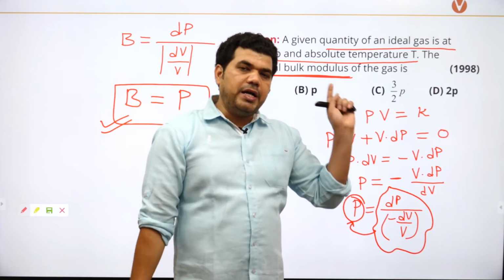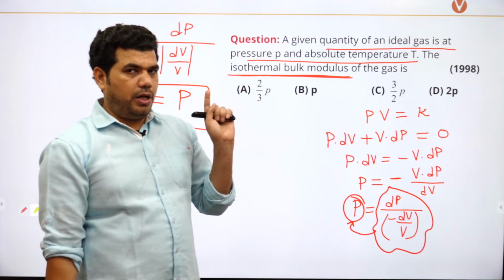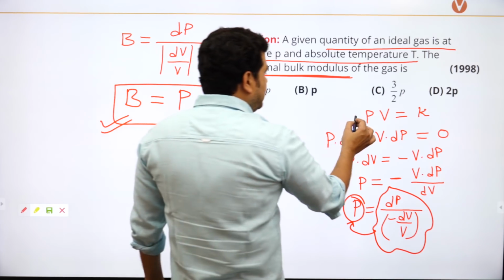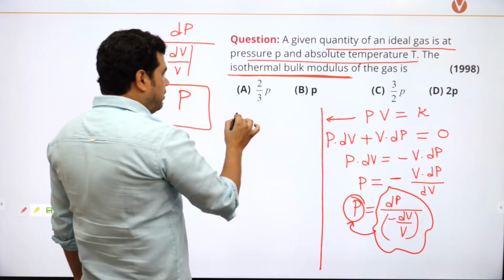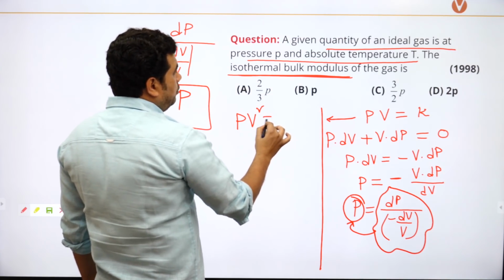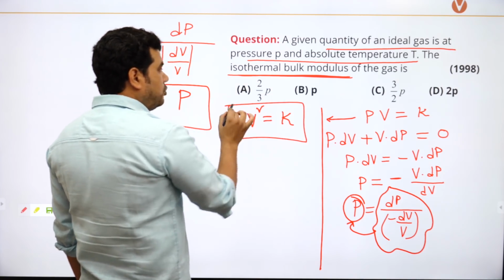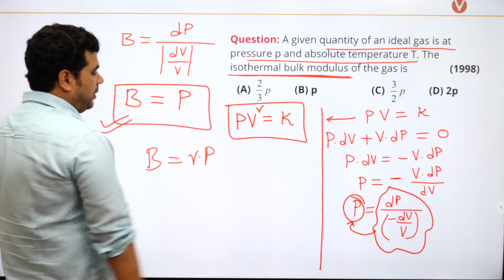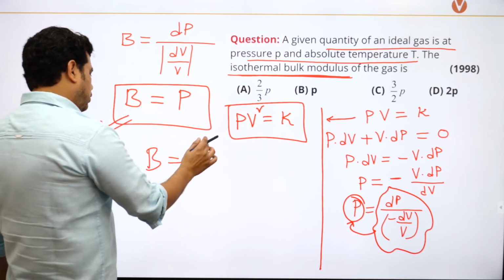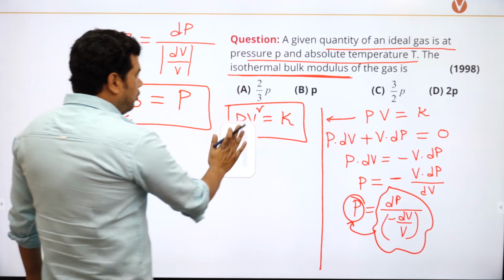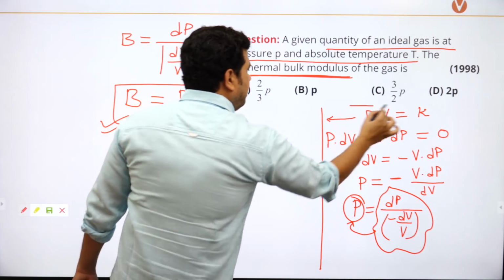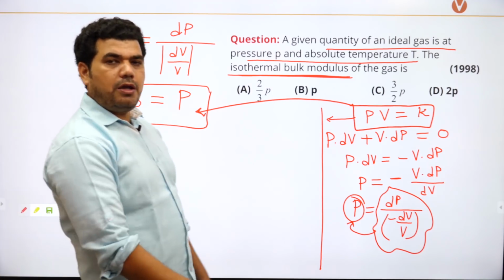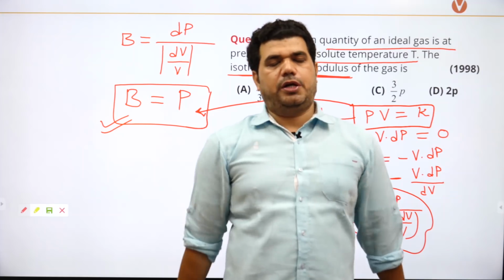If it says find the adiabatic bulk modulus, we would do it in the same way, but what would we take in place of PV? PV is equal to gamma constant, and then the answer is that the bulk modulus for this is gamma P. Right? So it's not the case here, but for here we can say PV is equal to K isothermal. For isothermal the bulk modulus is P. Another very easy question here.